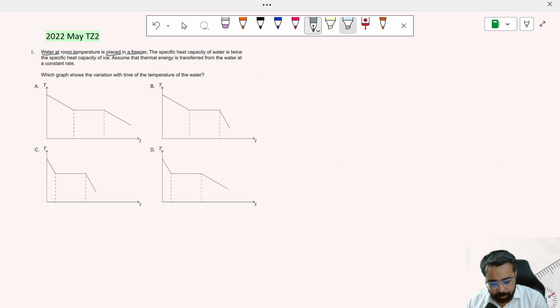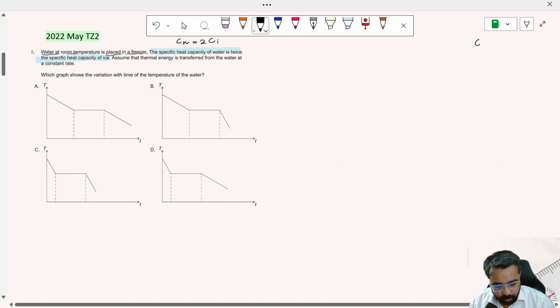An important point is the information that the specific heat capacity of water is 2 times more than the specific heat capacity of ice. So what does this mean conceptually? Specific heat capacity is the specific amount of heat required to raise or drop the temperature of 1 kg of a substance by 1 degree Celsius or by 1 Kelvin.